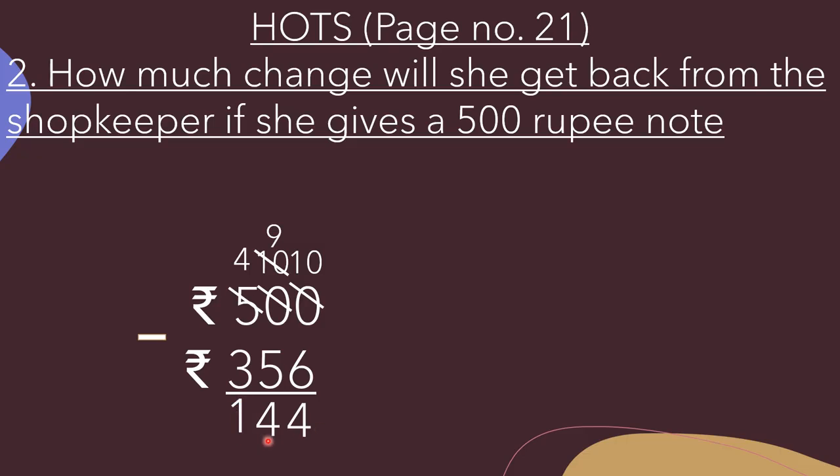So beta, how much money will the shopkeeper give back to her? That is 144 rupees. So we will write here the answer: she will get back rupees 144. Understood, beta? Now, what's the question of page number 22?